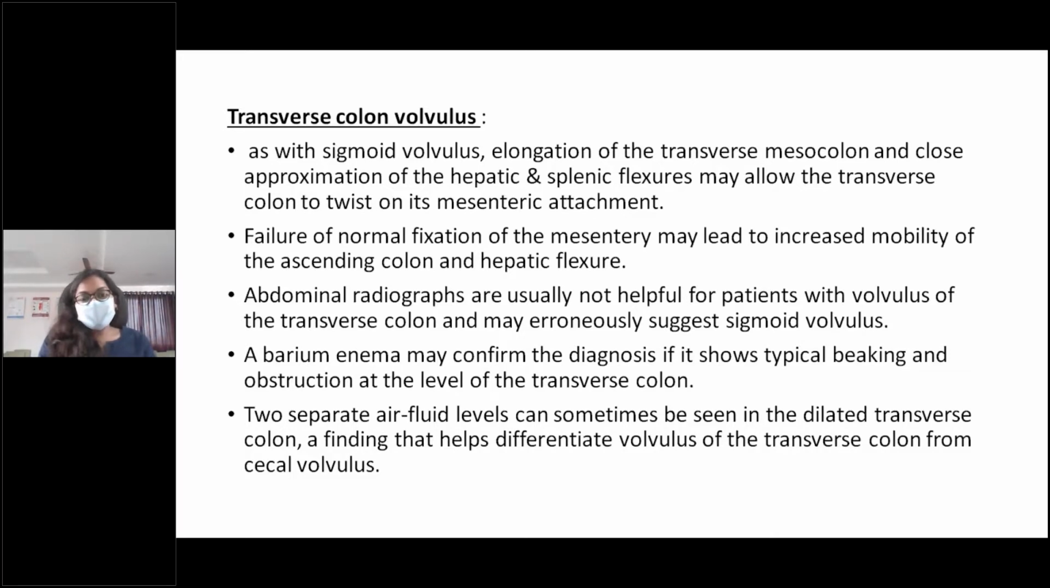Abdominal radiographs are usually not helpful for patients with volvulus of the transverse mesocolon, and may erroneously suggest sigmoid volvulus. A barium enema will confirm the diagnosis if it shows typical beaking and obstruction at the level of the transverse colon.